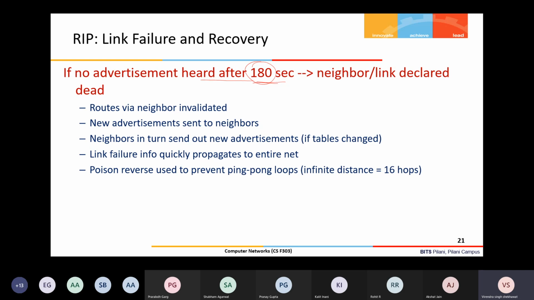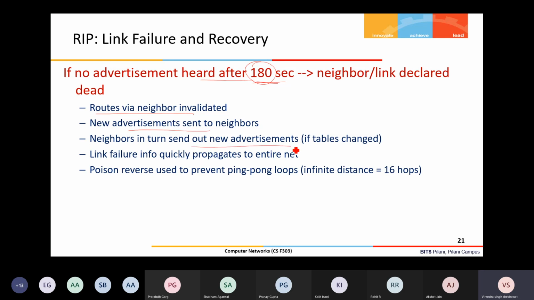If after 180 seconds no advertisement is coming, then it assumes that this neighbor is declared dead. Then routes via the neighbor are invalidated, and it tries to figure out alternate routes to reach the destinations that it was reaching earlier via the failed link. So a new advertisement is sent to the neighbors. Based on that, its least cost will change, so it will send the new cost to the neighbors.